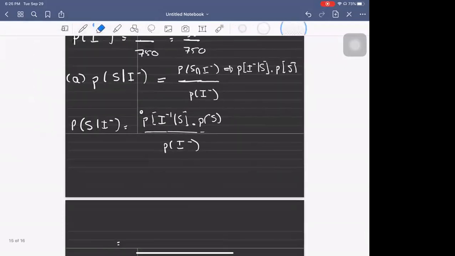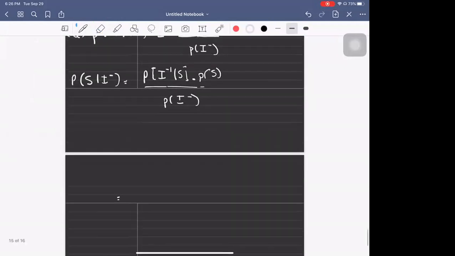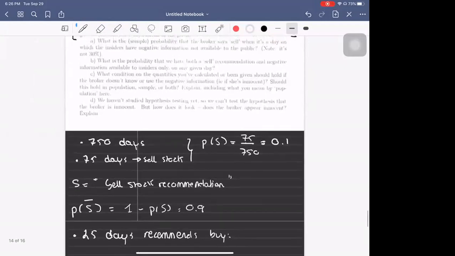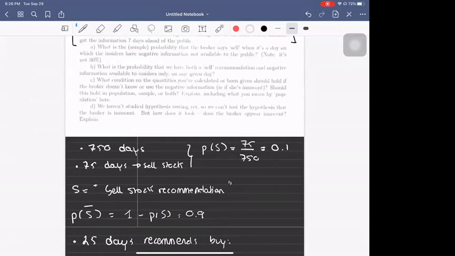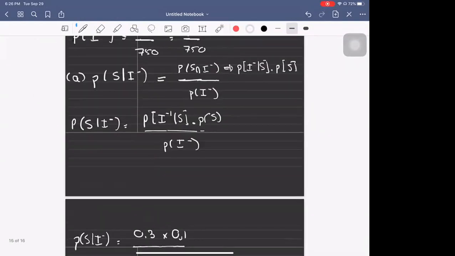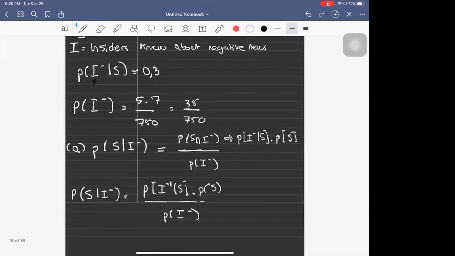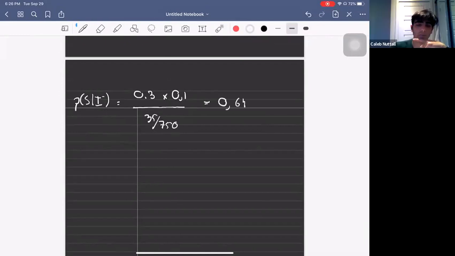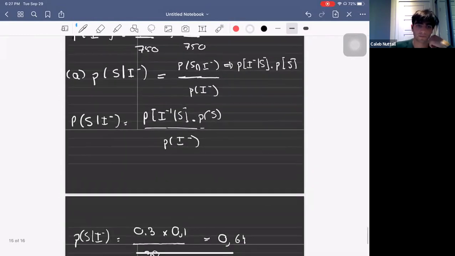So the probability that she said sell, given the insiders knew about the information in advance, is thus equal to 0.3 times the probability of S, S being that she says sell. She said that you should sell 75 days out of 750 days, so the broker said to sell 0.1 of the time, divided by the probability that insiders knew in advance about the negative news. They knew in advance about the negative news 5 times in total, and each time for a period of 7 days, so it's 35 over 750. If you do the calculation, that should give you 0.64. Could you just go up a tiny bit to the final probability? Of course.